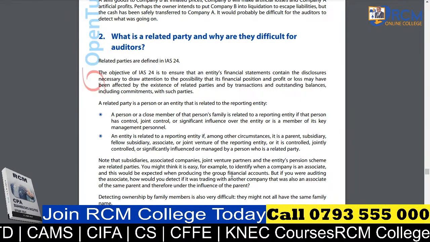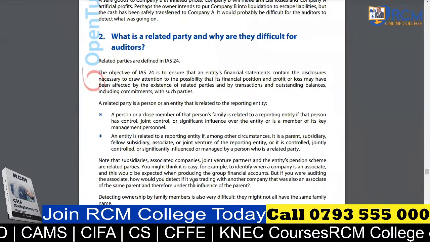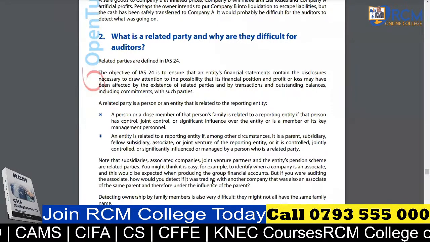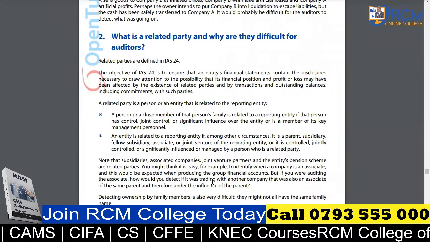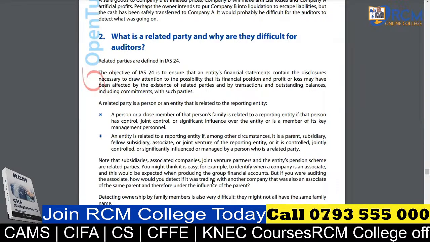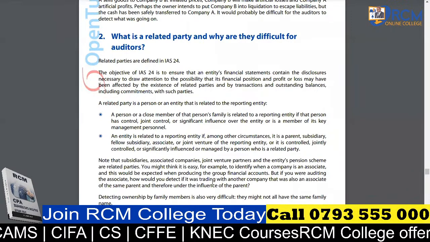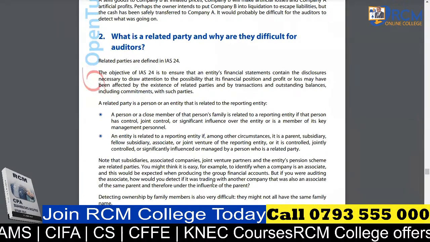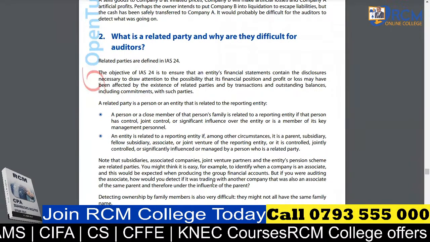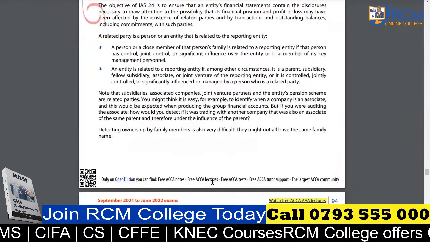But if you are auditing the associate, how would you detect if it was trading with another company that was also an associate of the same parent and therefore under the influence of the parent? Detecting ownership by family members is also very difficult. This might not have all the same family name.